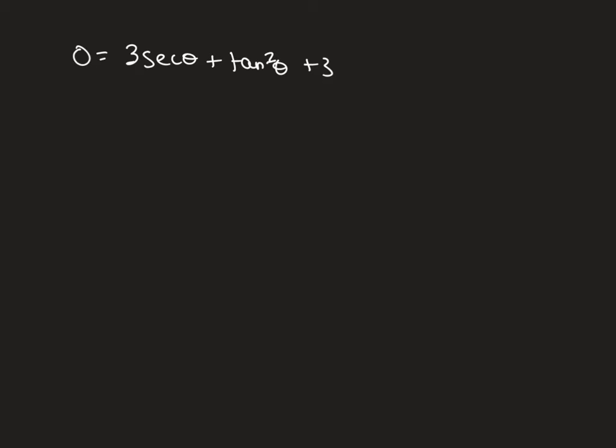All right, so we're going to use the Pythagorean identity. There we go. That's the word I'm looking for. So when we do that, we have 0 equals 3 secant theta plus secant squared theta minus 1, and then we'll write plus 3.